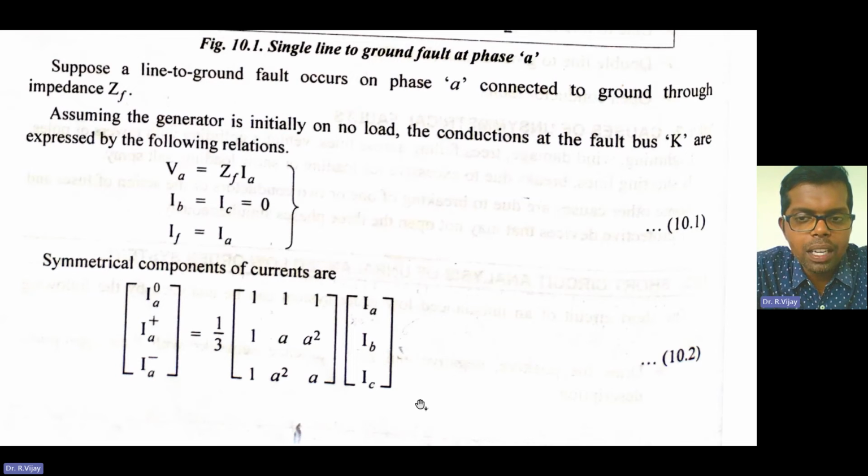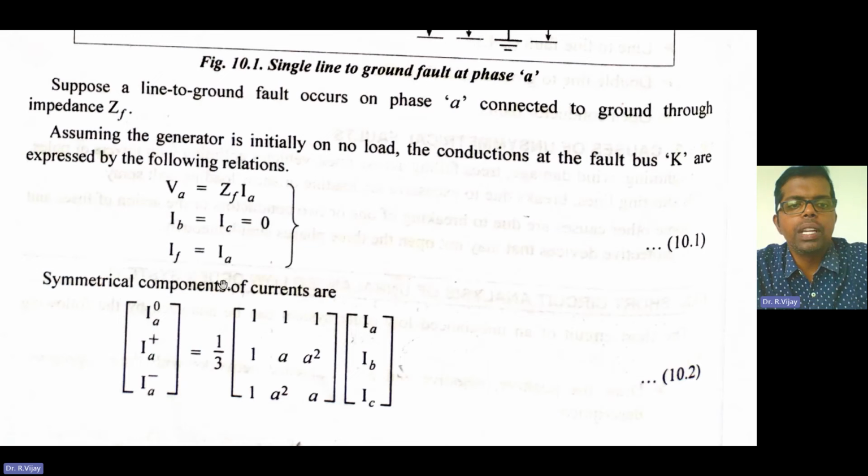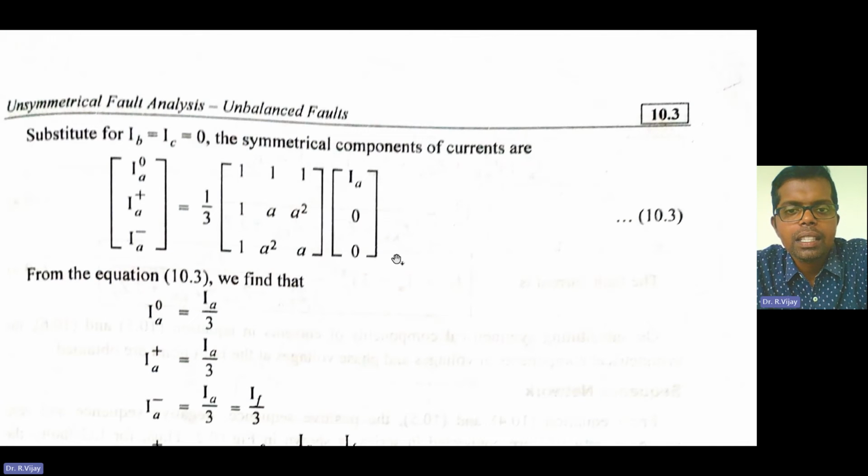This formulation we have already seen in our previous classes. If not, you just go back and watch the symmetrical components of currents. Next, substitute IB and IC equal to 0. That is, the symmetrical components of current become, in the previous formulation, we are substituting IB and IC as 0, because we are assuming that the current in phase B and phase C is 0. So here we are taking IB as 0 and IC as 0.